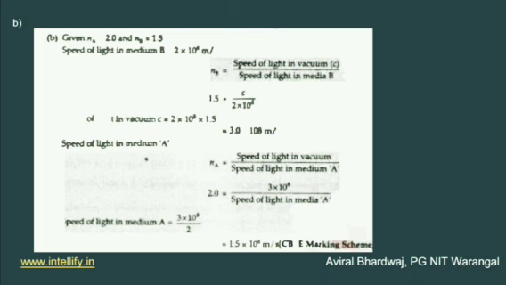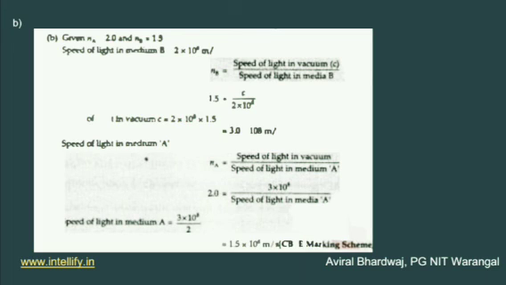Next, there is the numerical. nA is given as 2.0 and nB as 1.5, and the speed of light in medium B is 2 × 10^8 meter per second. Here is the formula: nB is equal to the speed of light in vacuum divided by the speed of light in medium B. Put the value of nB, 1.5, and we find the speed of light in vacuum, c. The answer is 3 × 10^8 meter per second. It is also the speed of light.